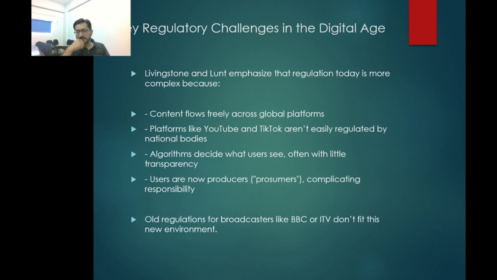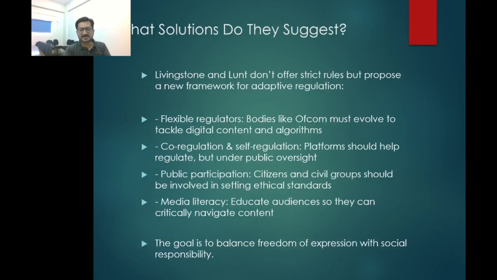And as Clay Shirky calls it, the audiences have now become the networks. They're not just consumers, they're networks, because when they get the content, they spread it. So the situation is really complicated, and responsibility becomes complicated as well. The older regulation was for broadcasters such as the BBC and ITV, and in Pakistan you have PTV. At that time it was easier to regulate, but not anymore, because you don't have the exact data centers now.